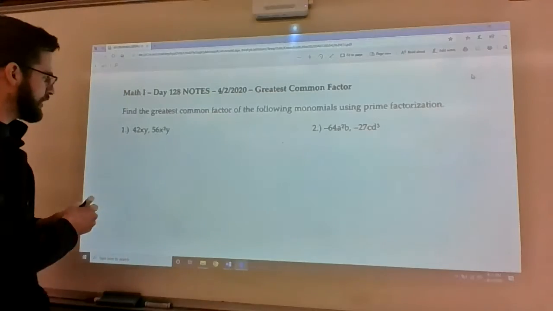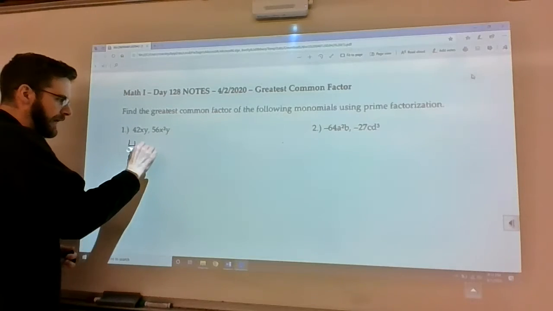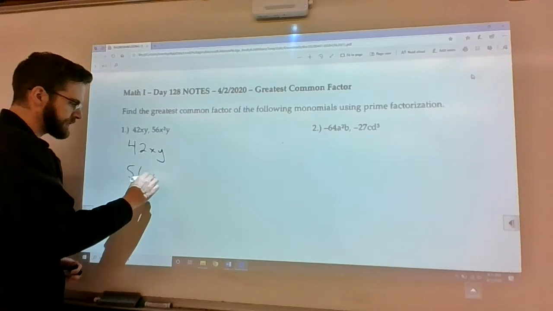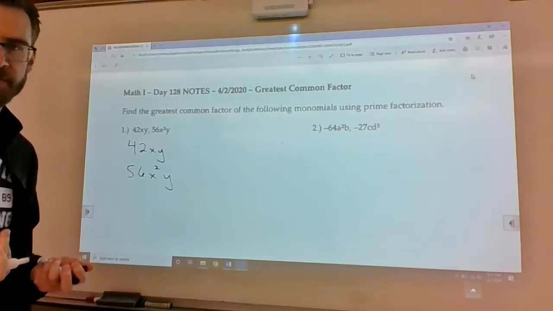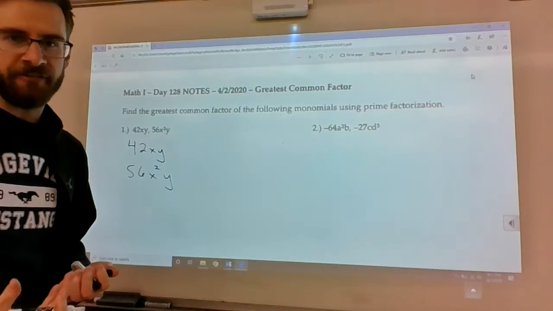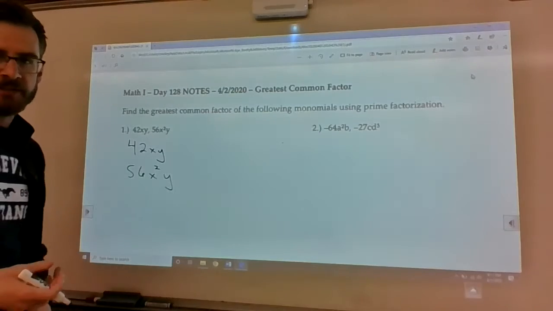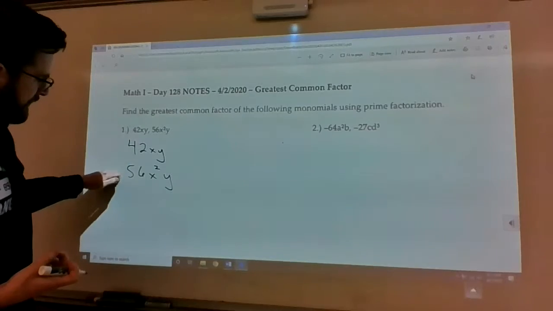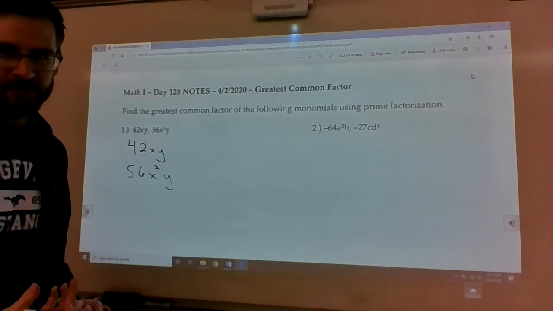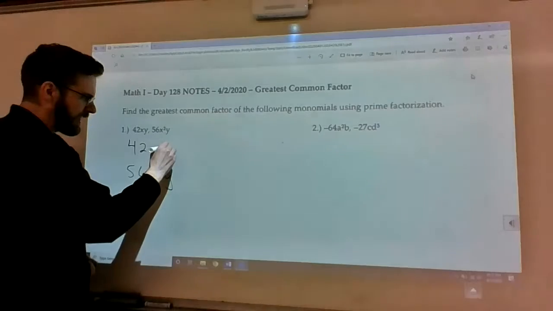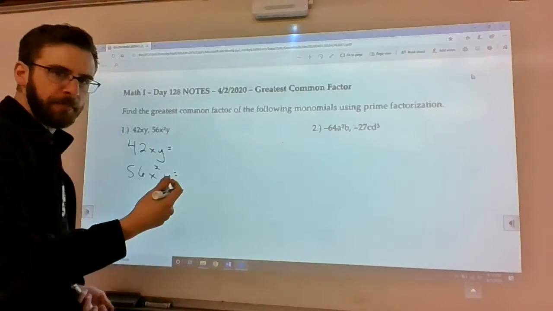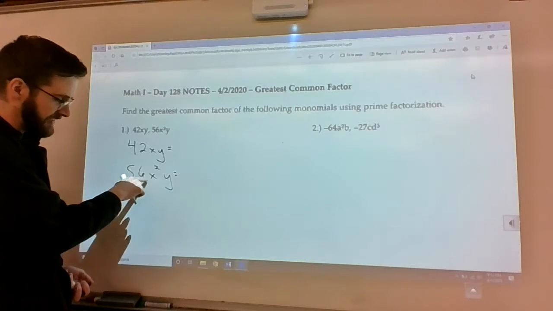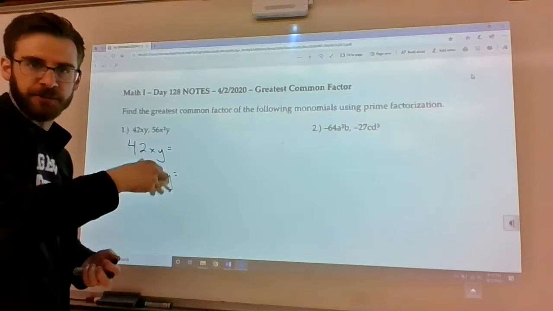Okay, so we've got 42xy, that monomial expression, as well as 56x squared y. Now the goal is to try to figure out what the greatest common factor is between these two, which means what's the biggest monomial that both of these divide? So sometimes it's just a matter of saying, what are all the prime factors that 42xy has? What are all the prime factors that 56x squared y has? And then all we do is just match them up and see what we get.